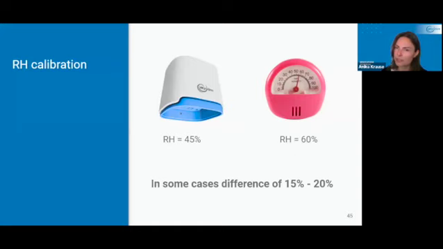Here we found a similar issue, that our air gradient sensors were sometimes off from the reference or from the real true value. And in some cases, this was even off by 15 to 20 percentage points of relative humidity.